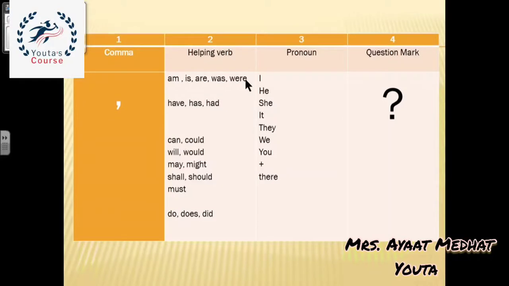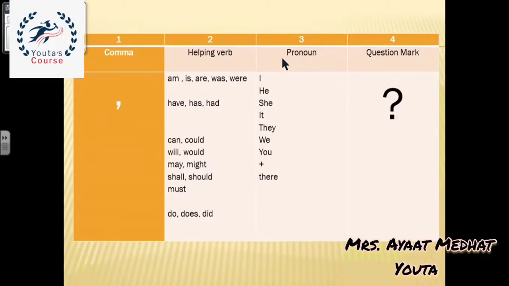What are the helping verbs? Number 1, they are verb to be. Am, is, are, was, or were. This is the first group. The second group is verb to have. Have, has, or had. The third group is the modal verbs. Can, could, will, would, may, might, shall, should, or must. And if we don't have any of these groups in the sentence, we will use from our minds do or does or did. This is the helping verb.